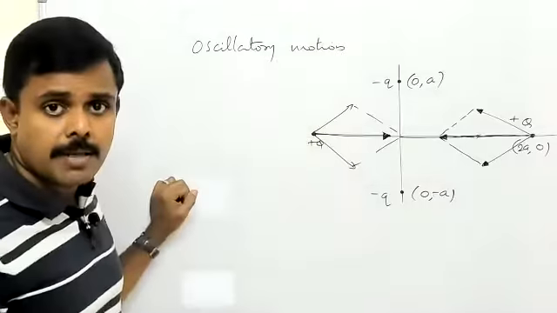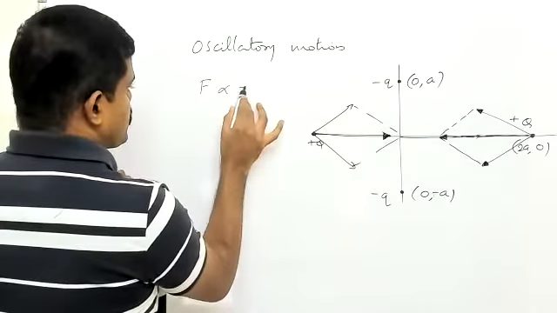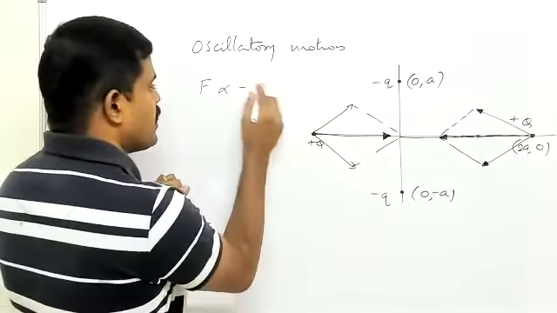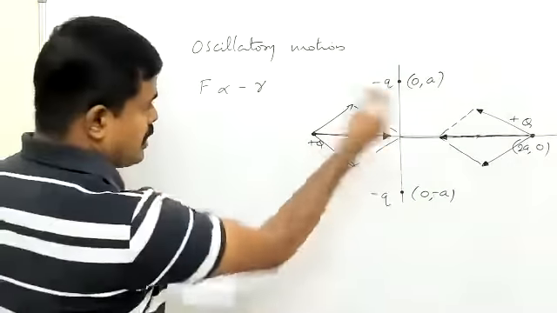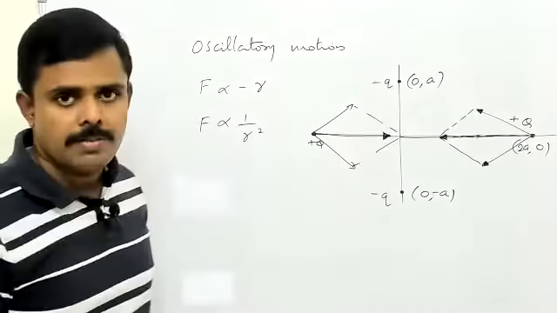But is this simple harmonic motion? No. For simple harmonic motion, there is a condition: F should be directly proportional to minus y or minus r. But here you are talking about Coulomb's law, for which force is proportional to 1 by r square.